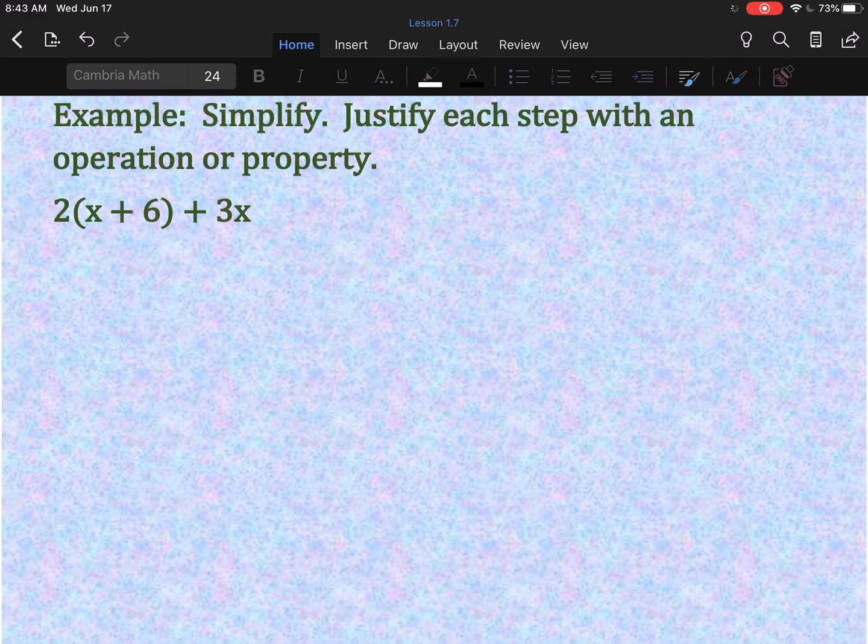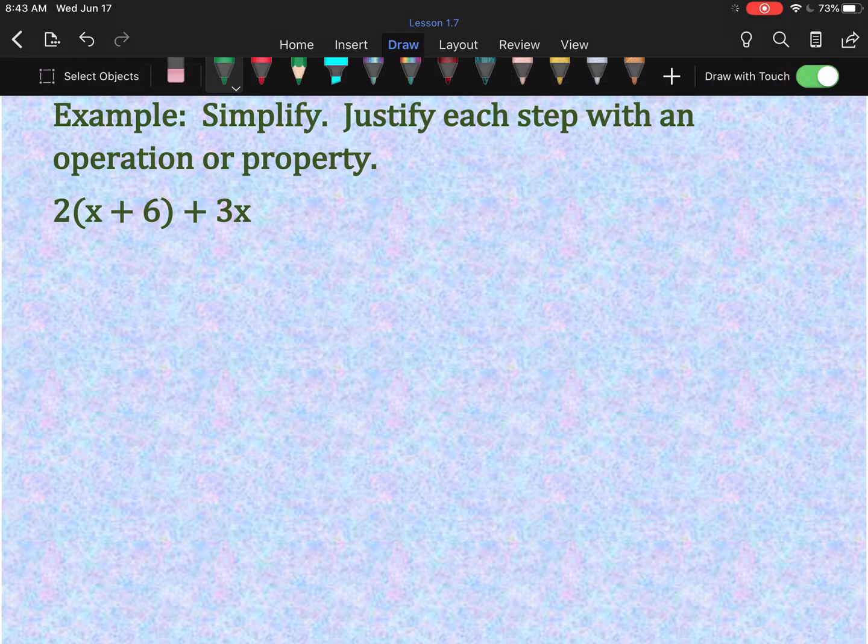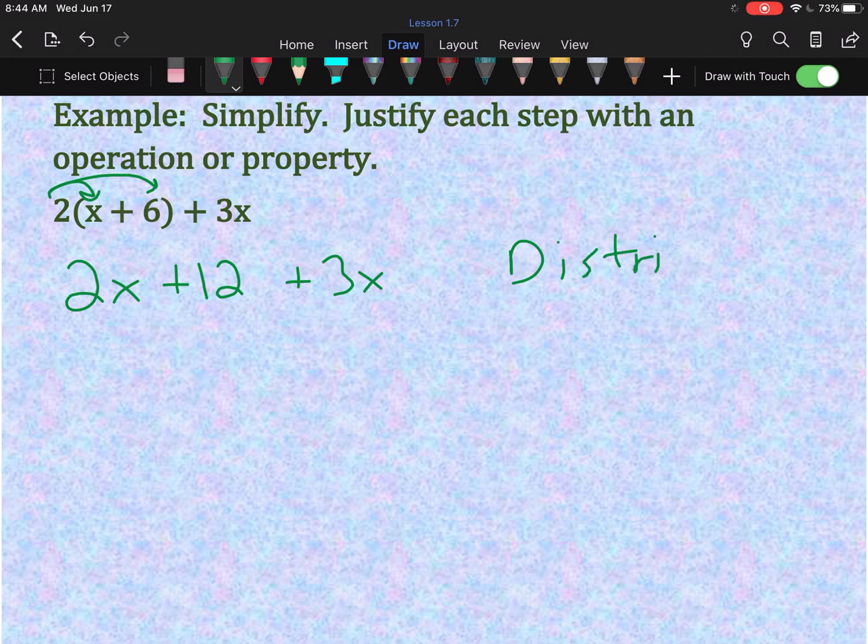This is the part that every year students dislike. It just says simplify, but it says justify each step with an operation or property, which means everything you do, you have to tell me what let you do it. First thing we have to do here is distribute. We have to take the 2 and give it to the x and the 6. So 2 times x is 2x. 2 times 6 is 12. Distribution, by the way, gets rid of the parentheses. And we haven't touched the 3x. We did that by distribution.